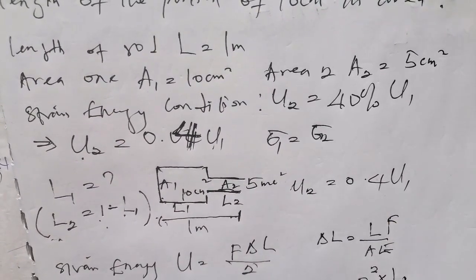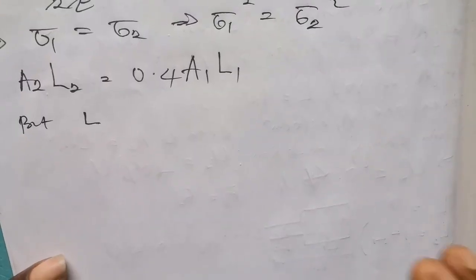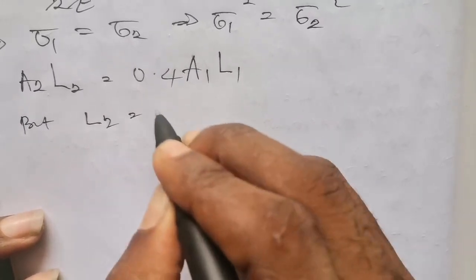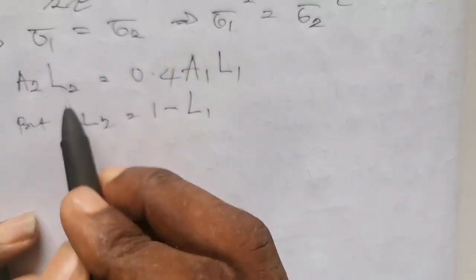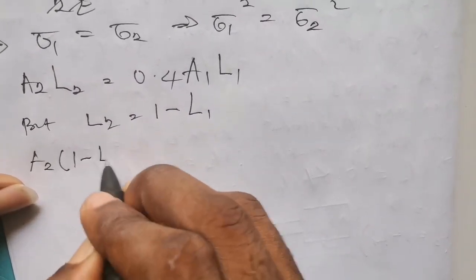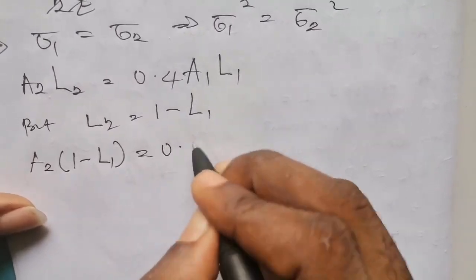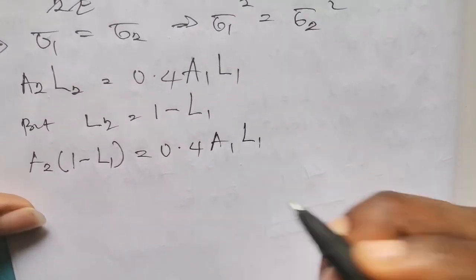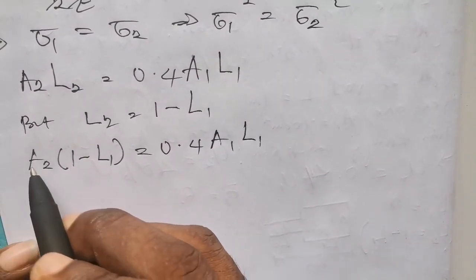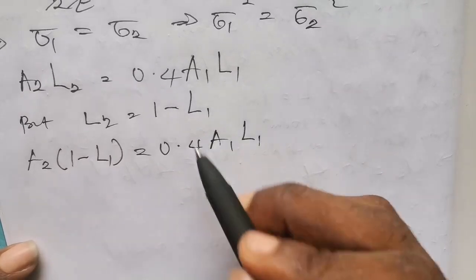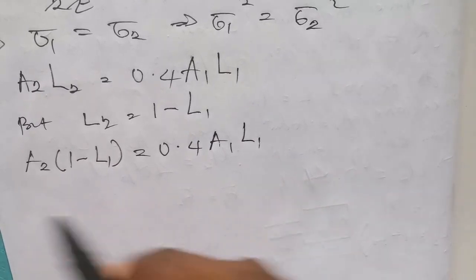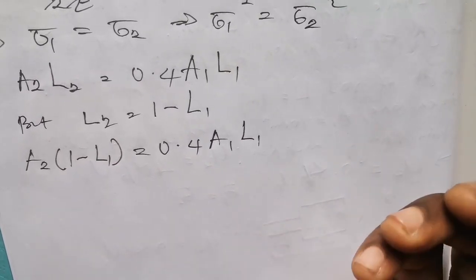Alright, so having that in mind, L2 is equal to 1 minus L1. That means in place of this equation, this becomes A2 into 1 minus L1, and that's equal to 0.4 A1 L1. Now let's put in their actual values. The area of the second portion was given as 5 centimeters squared, and the area of the first portion was given as 10 centimeters squared. Mind you, there is no need to convert since both areas are in the same unit. They will obviously cancel out.